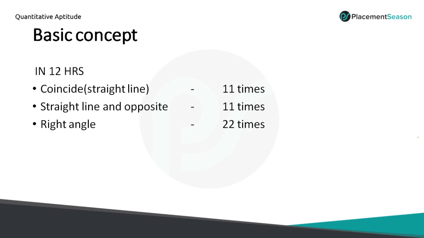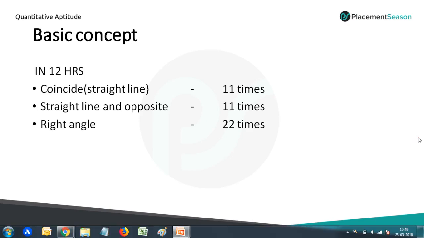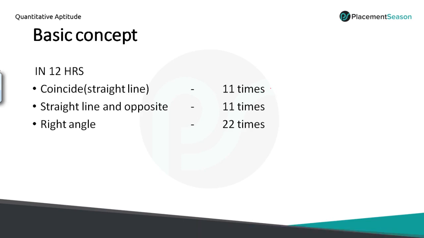So remember this concept, and if you remember these values, that is more than enough to solve all the problems. The hands of the clock coincide 11 times. Hands of the clock will be in straight line and opposite 11 times, and it is right angle for 22 times in 12 hours. If you remember this concept, that is more than enough.